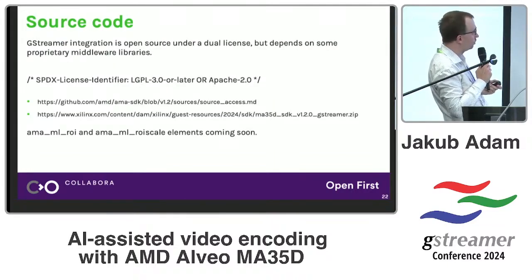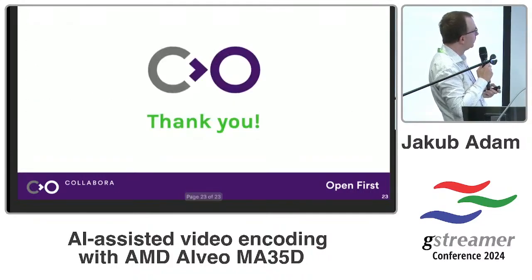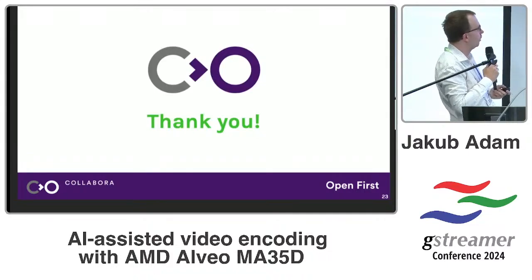Okay, the source code, the GStreamer integration of the card is available as open source, dual licensed. It's available to download from AMD's GitHub as a zip file. Currently, all the elements except these two ML elements are available there. These two will become available in the next release after they are stabilized. Okay, thank you. That's all for my talk. And if you have any questions, now we have time.